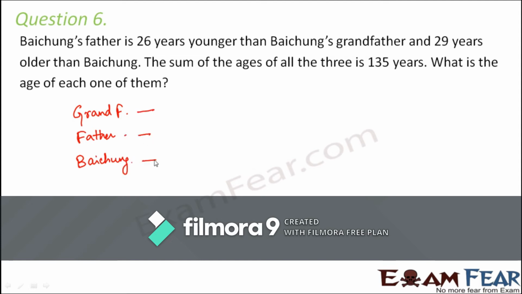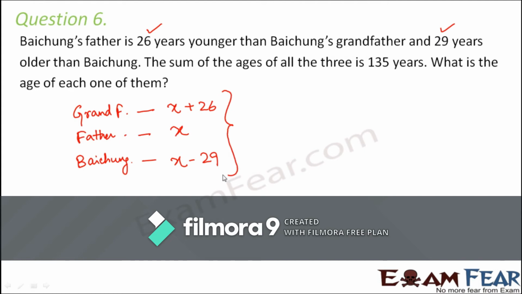So let us assume now the first statement tells that Baichung's father is 26 years younger than Baichung's grandfather. That means grandfather is older than his father. That's quite obvious. Similarly, father is older than Baichung. So let us assume that father's age is x, because father's age would be the base. So one is greater than him, the other one is smaller than him. So grandfather's age would be x plus 26 and Baichung's age would be x minus 29. So that's given in the problem. So this is our assumption.